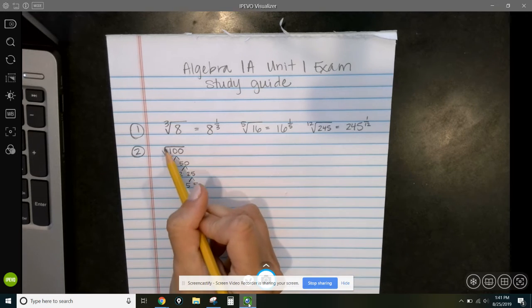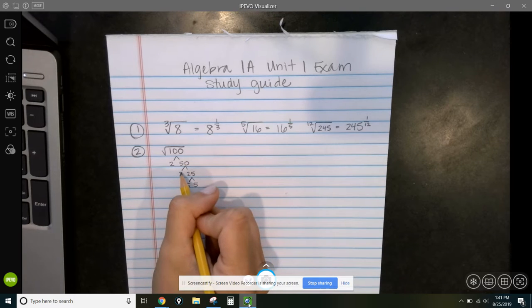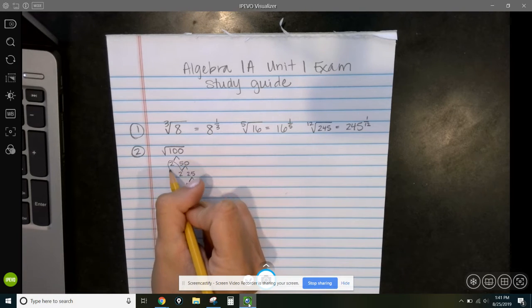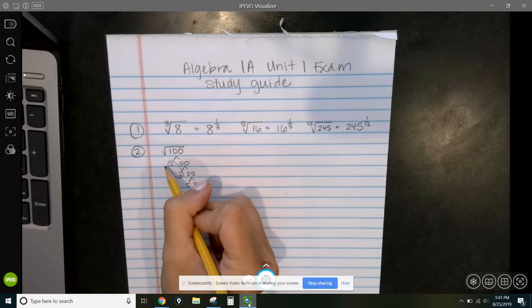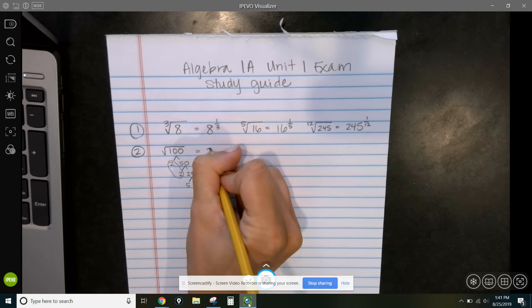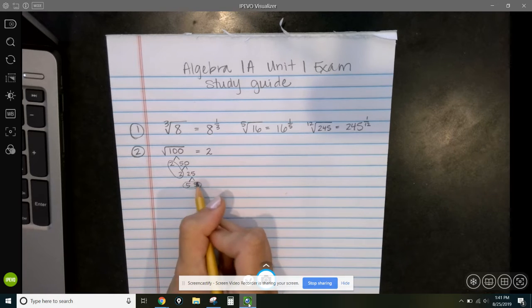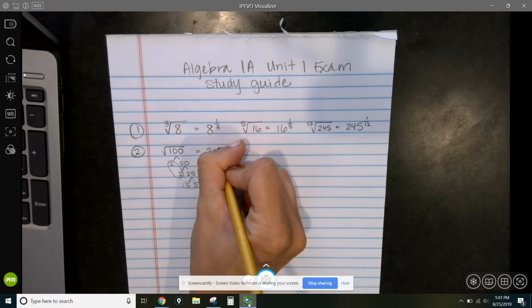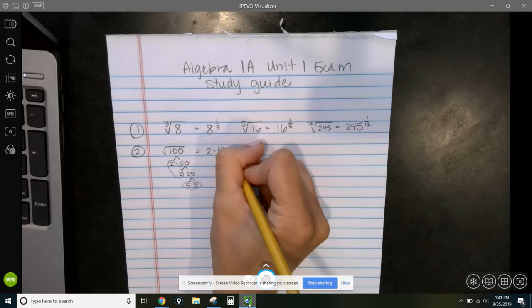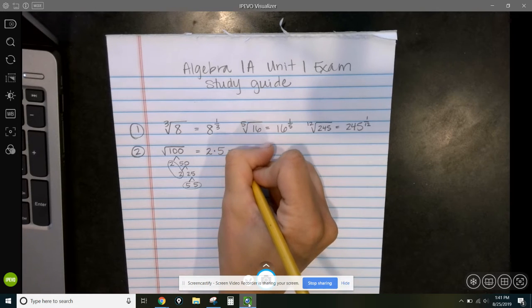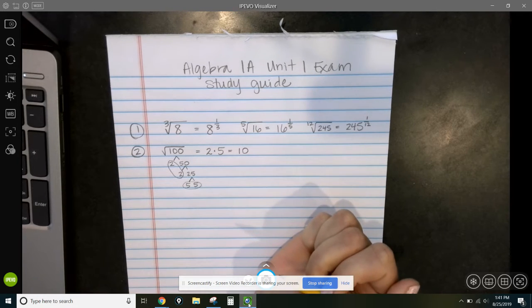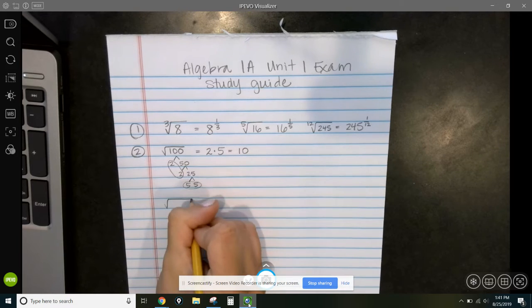And since this is a square root, I'm looking for pairs of 2 that I could pull out. So I have a 2 times 2. So that would come out as just a 2 coming out of the square root. I also have a 5 times 5. So that comes out of the square root as just a 5. So the square root of 100 is just 10. So let's do another one like that to simplify.